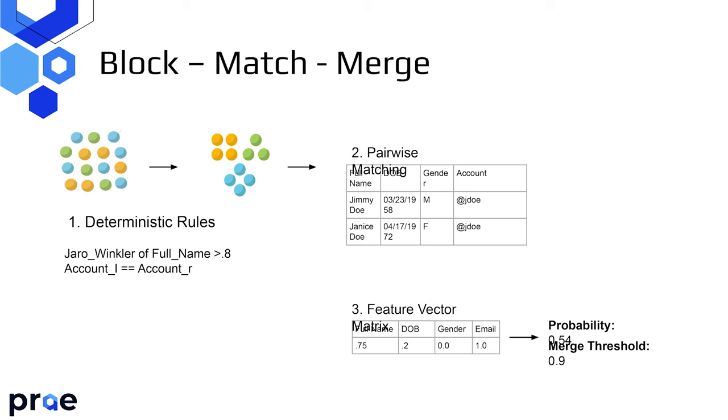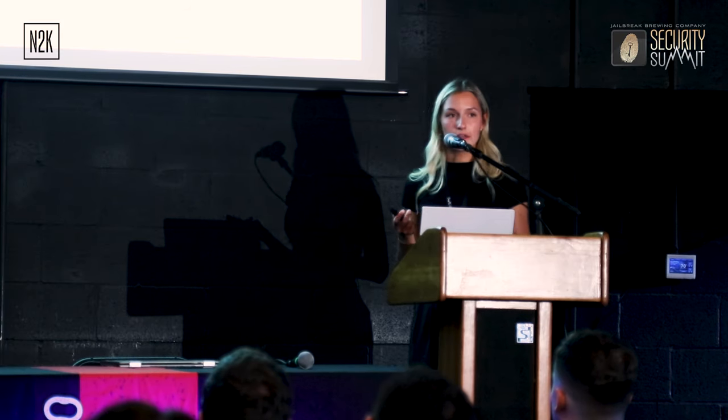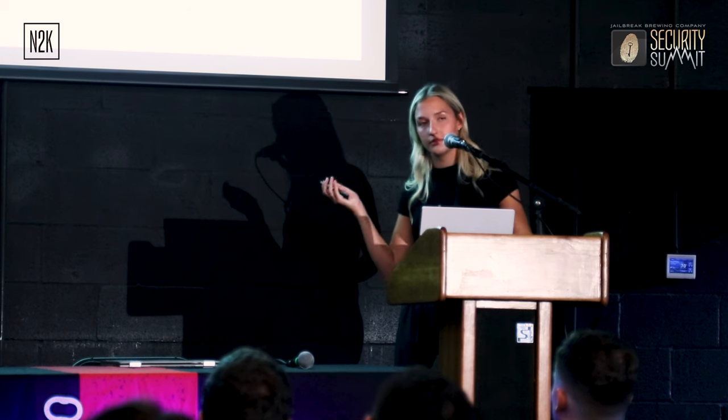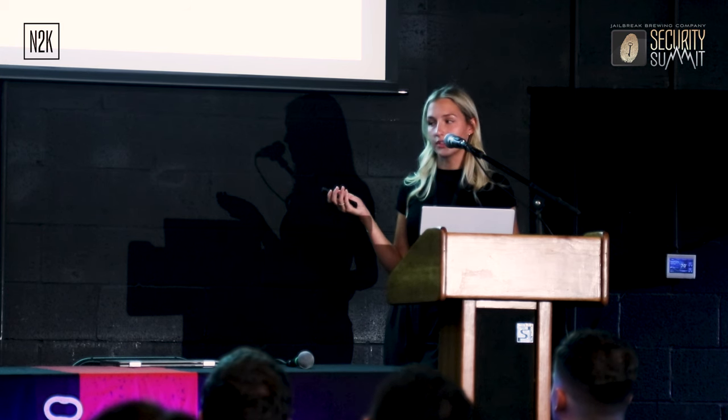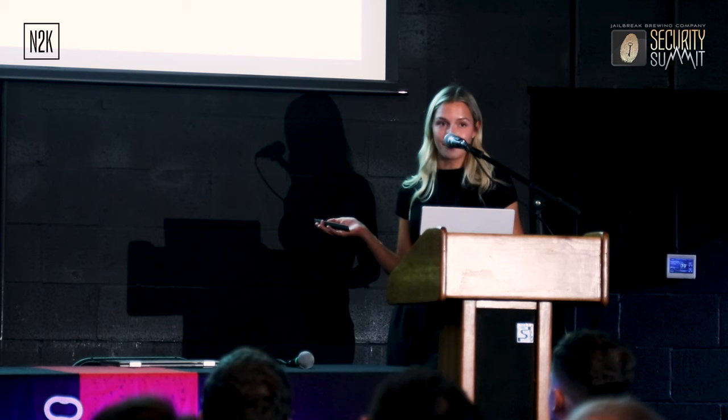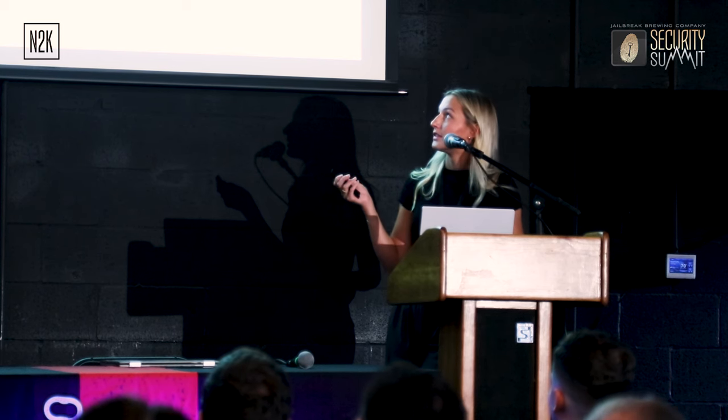So what you see here in number 3, you've got essentially the similarity scores for all of your features. The algorithm looks at this and says, based on the weighted average of this matrix, the probability of them being a match is 0.54 in this case. Not where we want to be. I, as the user, say, I don't want you to merge people unless the probability is above, let's say, 0.9. Therefore, the tool looks at this and says, we're not going to merge them. Sounds great, right? Sounds easy.